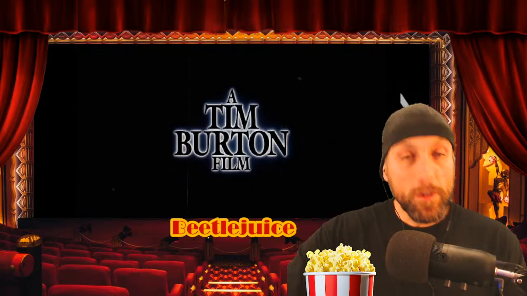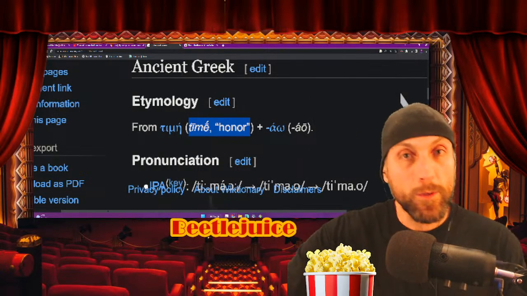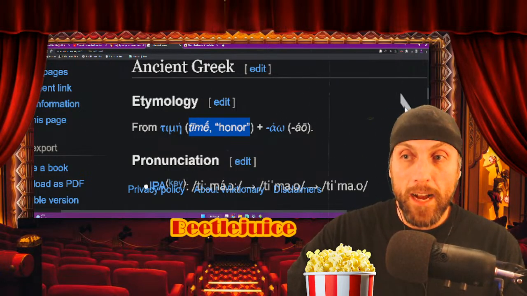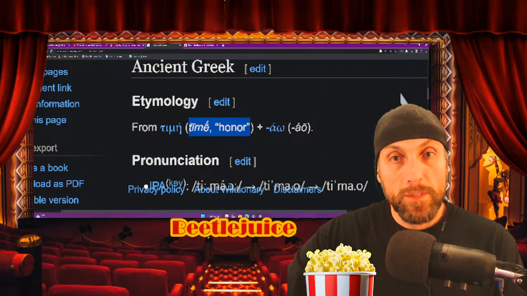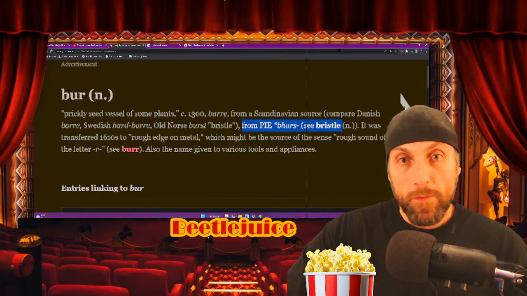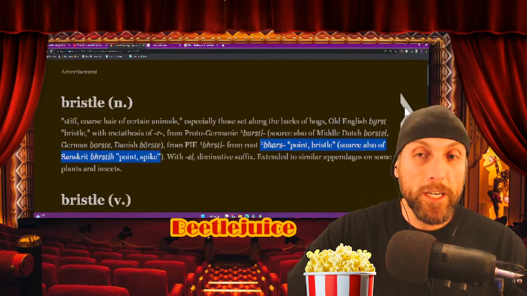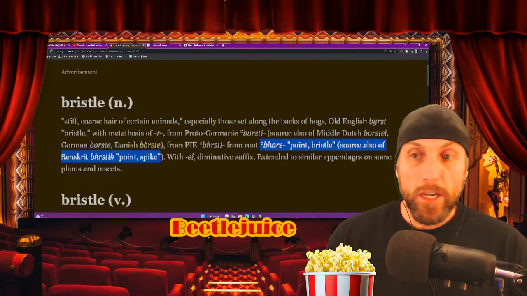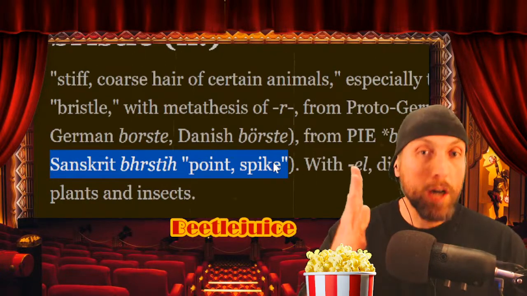This movie is a Tim Burton film. Tim Burton's done a lot of some of my favorite movies out there. But let's check out his name real quick. What does Tim Burton mean, right? Tim comes from time, which in ancient Greek meant honor. So Tim or time means to honor. And then bur basically comes from the Proto-Indo-European word bars, which means a bristle. So if we check out bristle, it takes us to bars, which means a point, a bristle, or if you check out right here, it means a spike. Right? So basically a beam, a column, a point, a spike, etc.